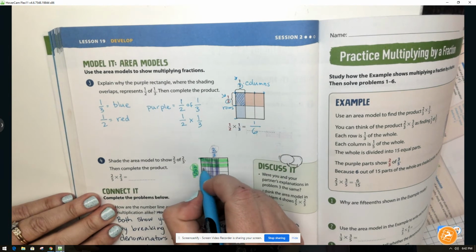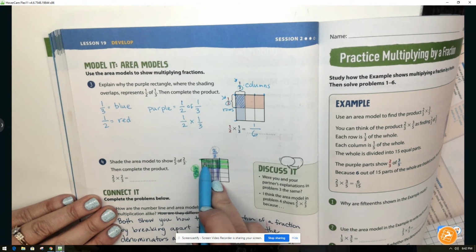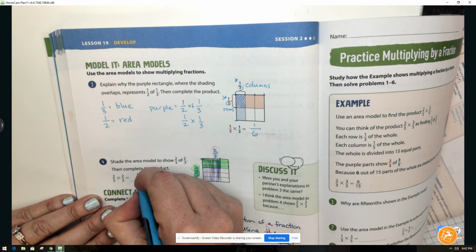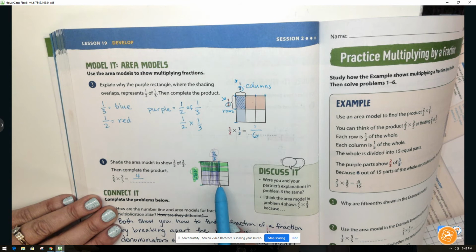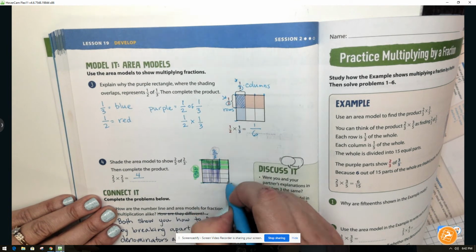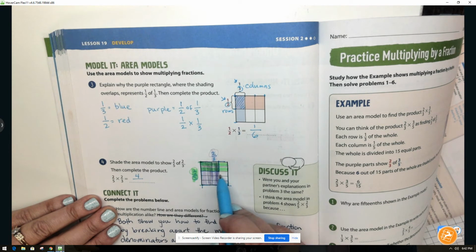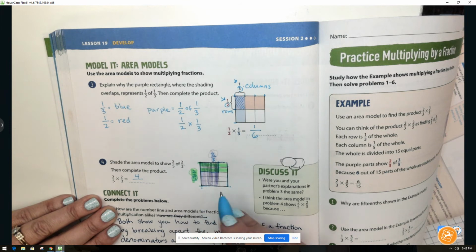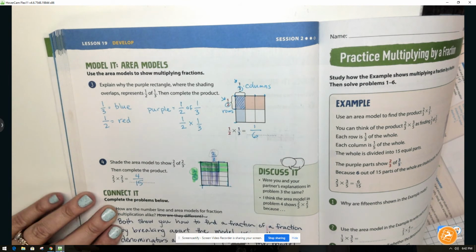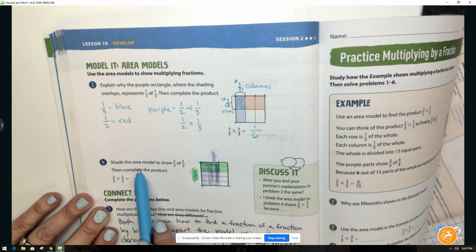Then the overlap here is my new numerator. Let's count what our numerator is going to be. 1, 2, 3, 4. Our numerator is going to be 4. Our denominator is going to be how many boxes are in this whole area. If you turned this into a square, how many boxes are in this whole area? 1, 2, 3, 4, 5, 6, 7, 8, 9, 10, 11, 12, 13, 14, 15. 15. So when we're trying to find out what is 2/5 of 2/3, the answer is 4/15.